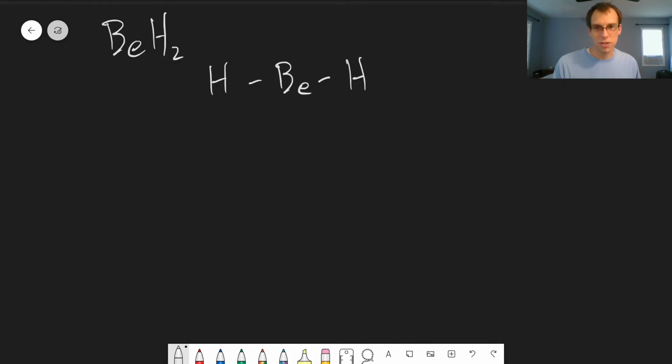And so this is the Lewis structure. There aren't any lone pairs present in this molecule. And so we would anticipate that this has a linear structure.